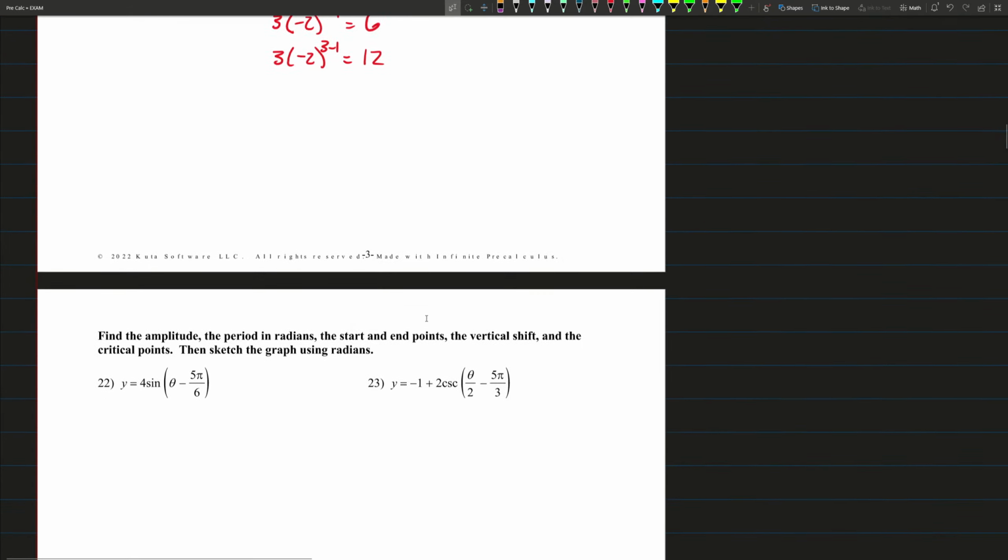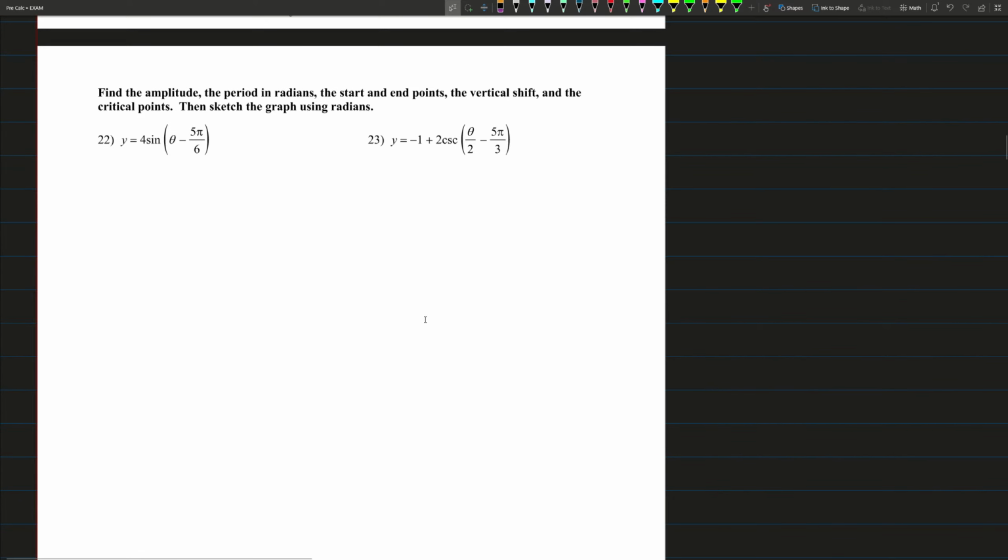All right. Number 22, I will just say this: these are being graded very, very similar to the way I graded them on the Trig test. So this is going to be worth 12 points, and this is going to be worth 10. Okay, so these are quite a bit.